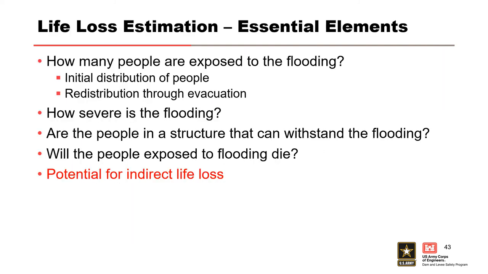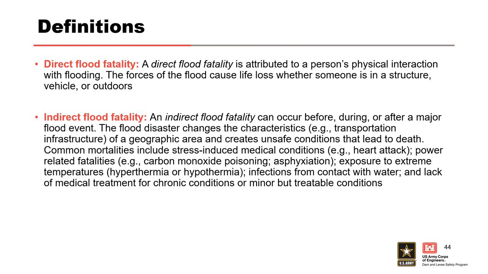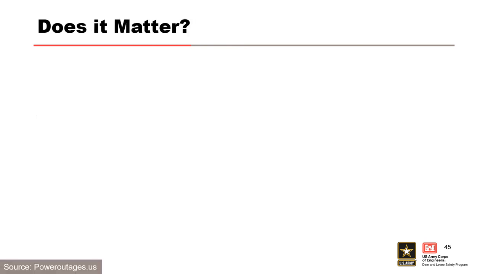Okay, last piece, potential for indirect life loss. Again, direct flood fatality is when a person directly interacts with the flood or their structure or their vehicle. Indirect flood fatality can occur just because of the major disaster that's going on. You can see it here, but it's stress-induced, power-related, or exposure to extreme temperatures that you wouldn't have been otherwise. Does it matter? It really can, especially for the really large regional events.